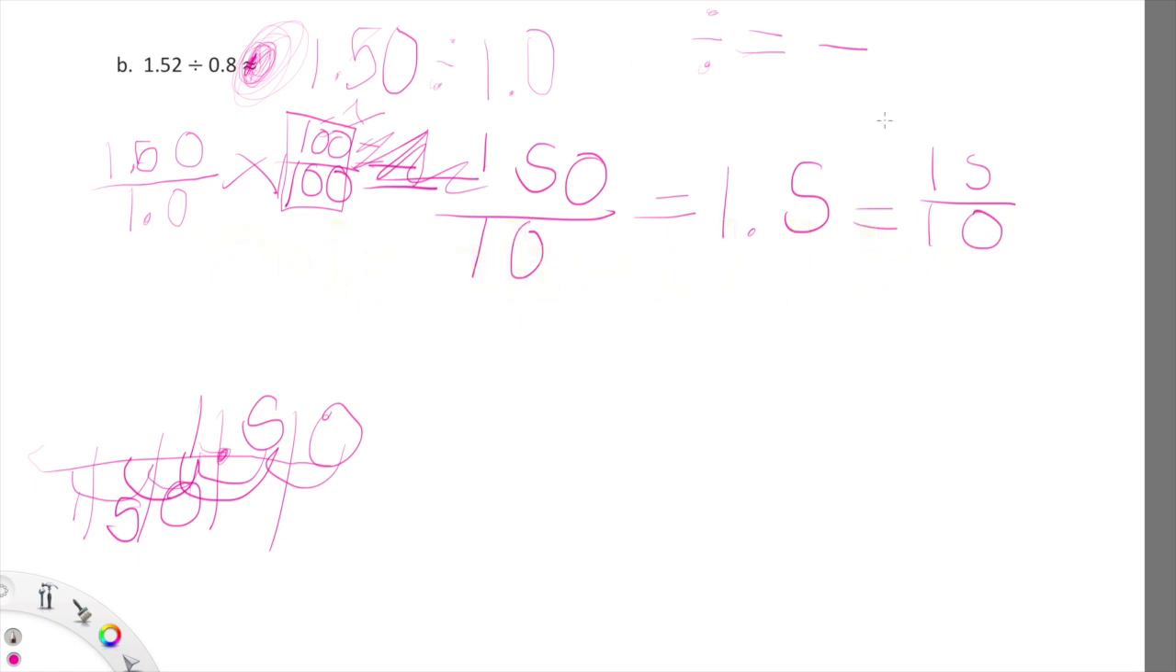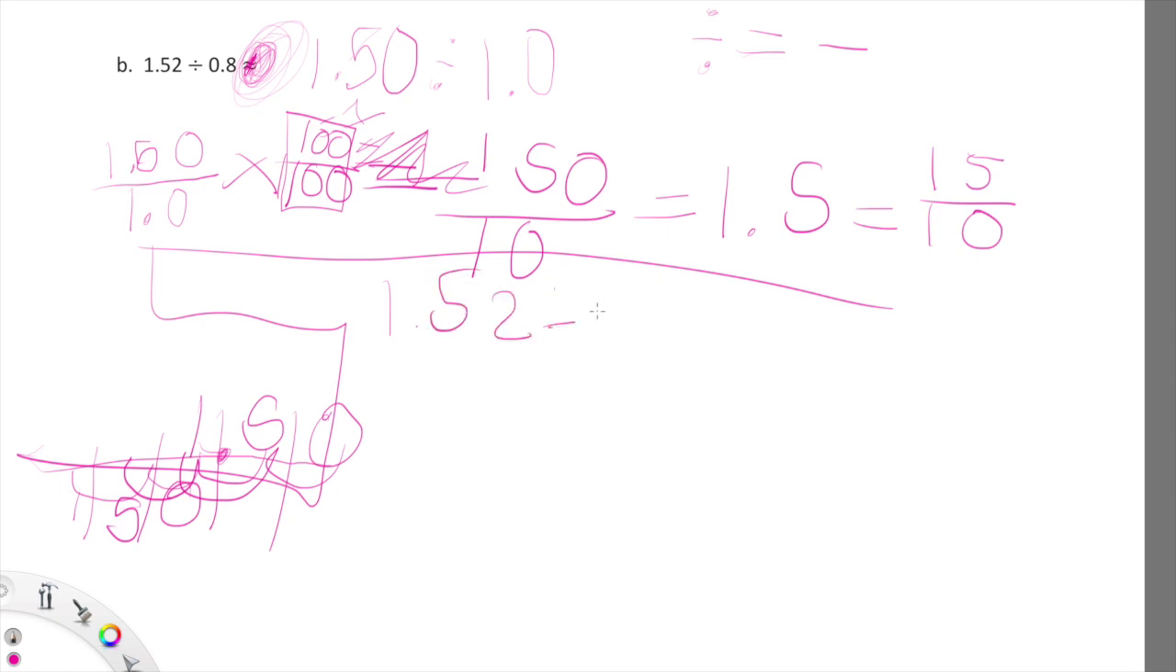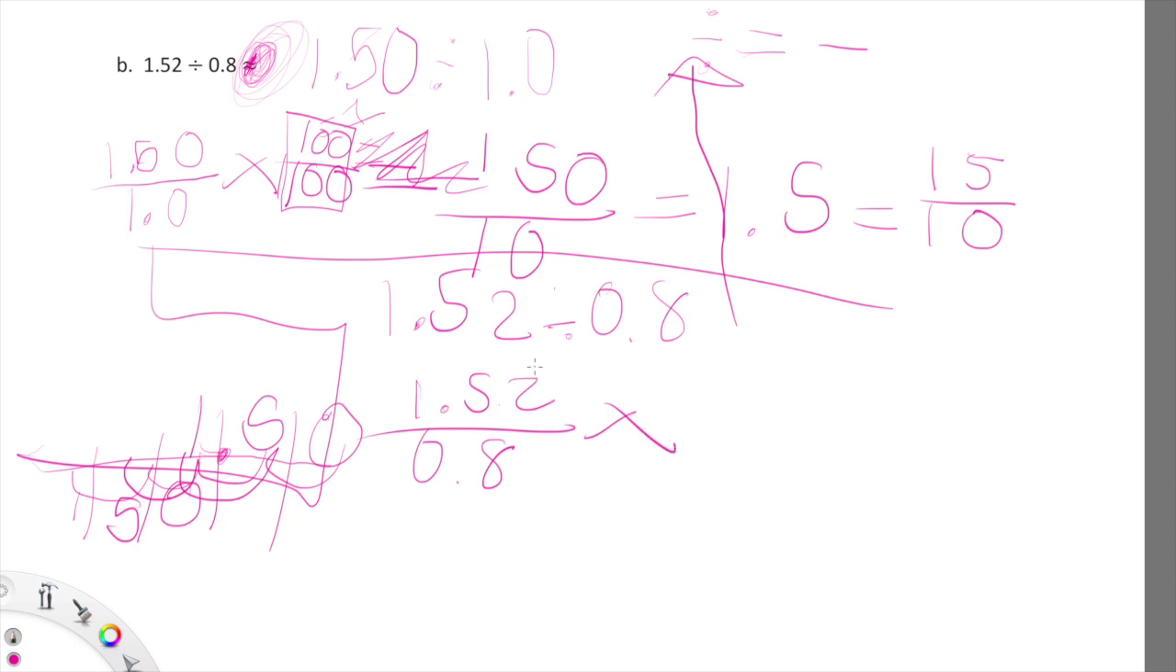Perfect. So that's our estimation, but just to make sure that it's correct, we are going to quickly go ahead and do the real problem. So we have 1.52 divided by 0.8. Again, we are going to do a fraction bar. So we have 1.52 over 0.8, and now we can multiply it by a fancy fraction. We already know that we're doing 100 at the top, so that means 100 has to be our denominator. So this equals 152, and this equals 80.